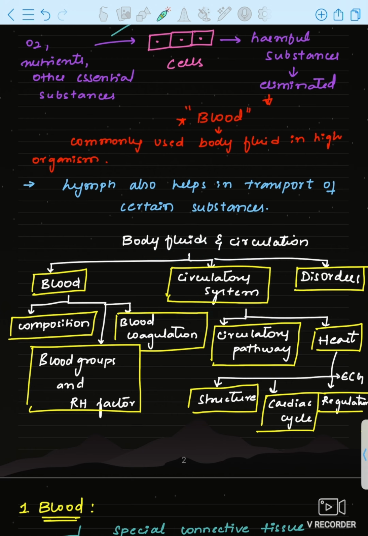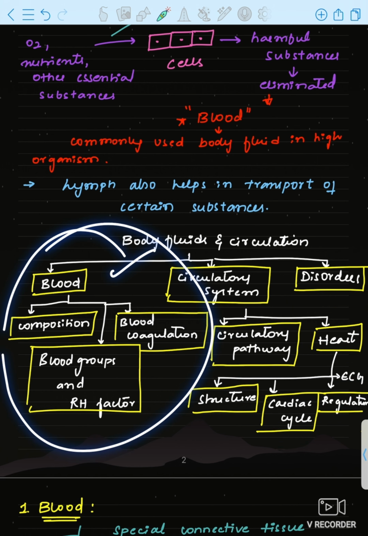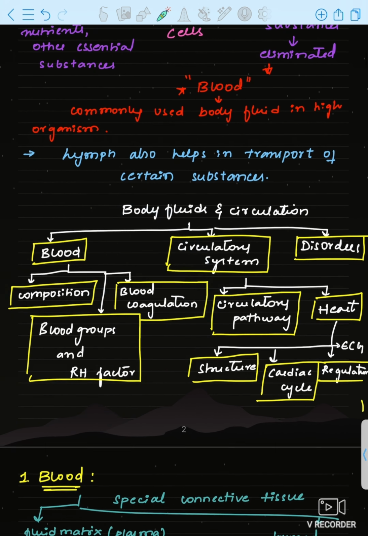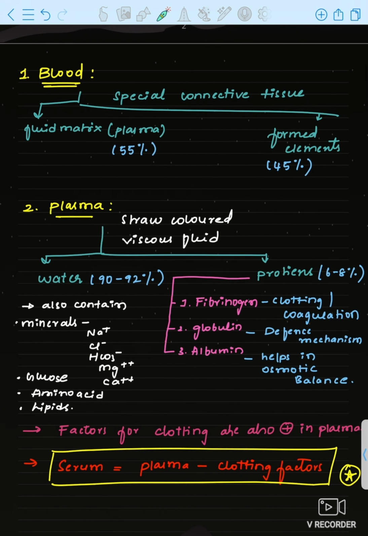And next we will learn the important part, that is the circulatory system. In the circulatory system we will learn about the circulatory pathway, and about the heart we will learn its structure, cardiac cycle and regulation, and ECG, and at last we will learn about disorders. So first we will start with blood composition, blood groups, RH factor or RH grouping, and blood coagulation. First we will learn about the blood and its composition.